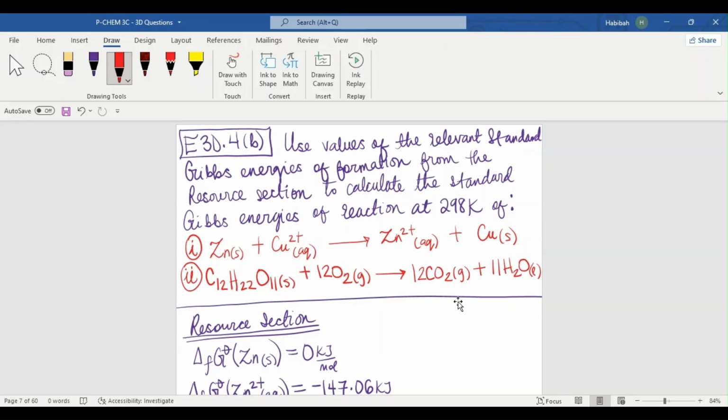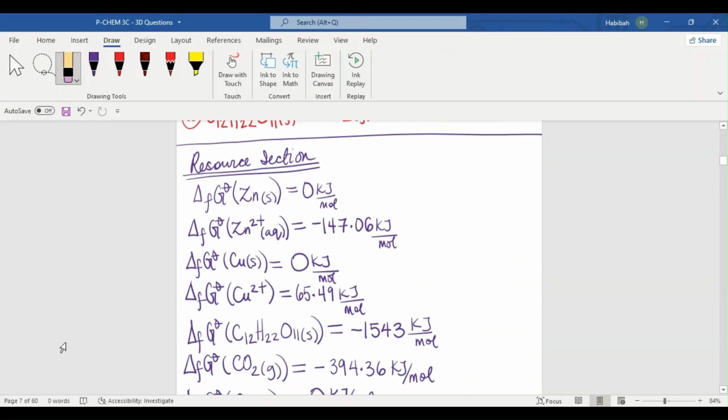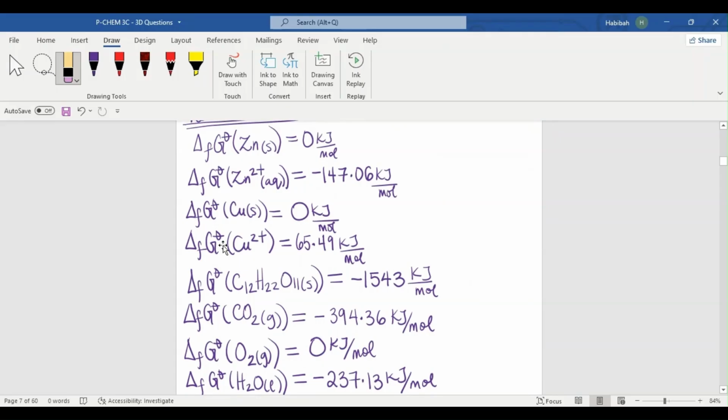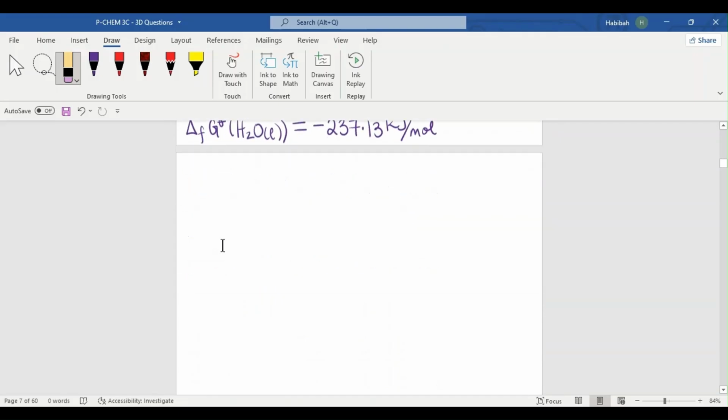Looking at the question, we've been told that we're supposed to use the resource section of our textbook to find the Gibbs energies of formation for the different molecules in this particular reaction and the second reaction as well. We use the values there to find the standard Gibbs energy of reaction. To make your work easy, I have gone into the textbook and written out all of the Gibbs energy of formation values. So I advise you to pause this video now and write all of this in your book while you're listening. So now that you've written it, I am going to start explaining it.